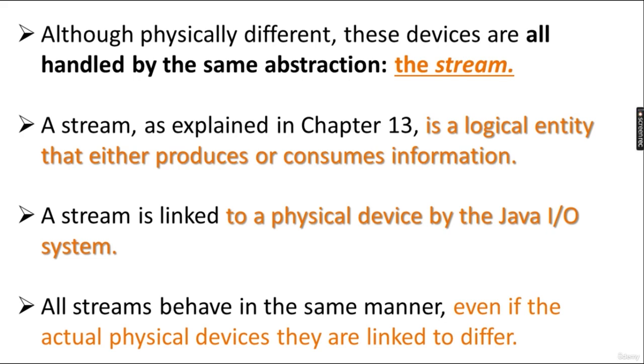A stream is explained as a logical entity that either produces or consumes information. Input can be read from a file and output can be written to a file. A stream is linked to a physical device by the Java input-output system. All streams behave in the same manner even if the actual physical devices they are linked to differ.